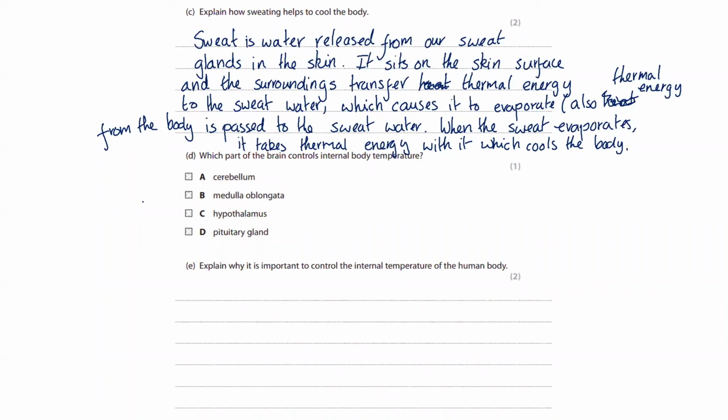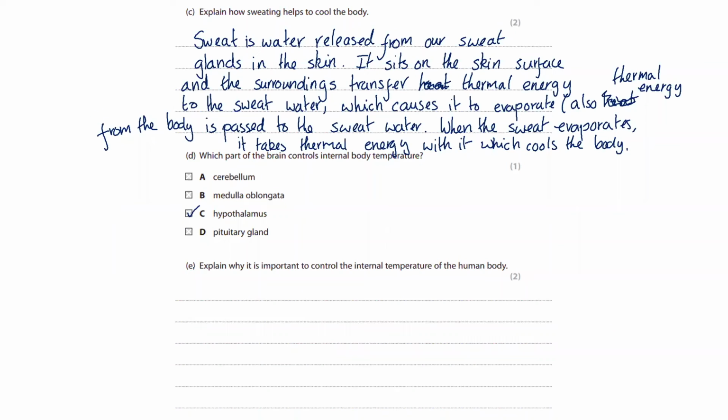Which part of the brain controls internal body temperature? So that's the hypothalamus. Okay, you probably think you've only heard of 2 of those, because people don't talk about those 2 GCSE parts of the brain. So you think, well, I know about those 2. Pituitary gland is in charge of hormones, the word gland. So it must be the hypothalamus.